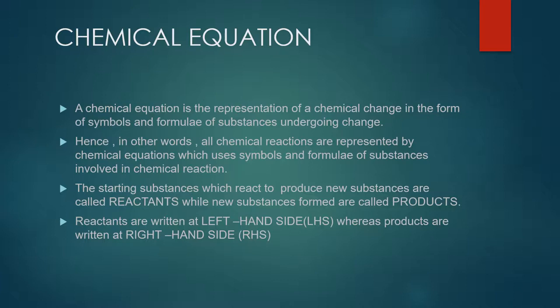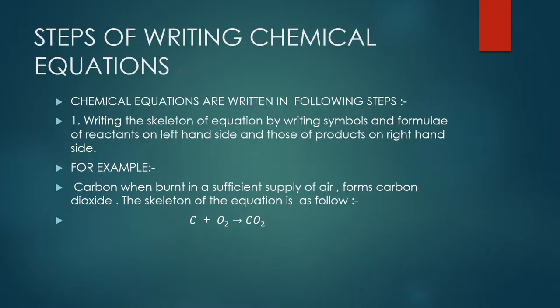The starting substances which react to produce new substances are called reactants, while the new substances formed are called products. Reactants are always written at the left hand side, which you can represent as LHS, whereas products are written at the right hand side, which you can represent as RHS.